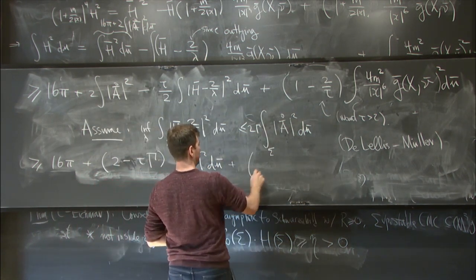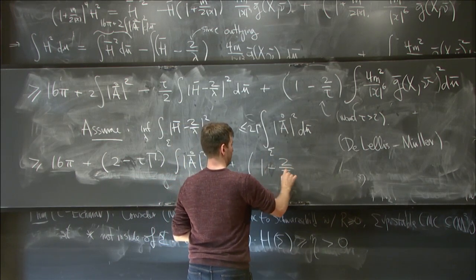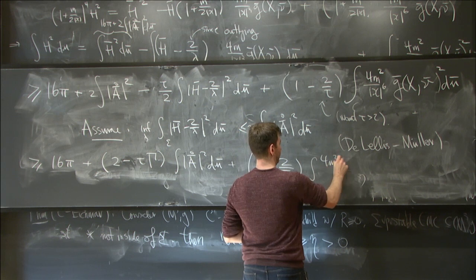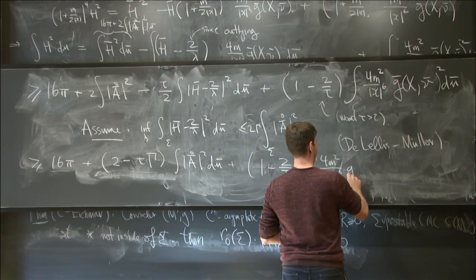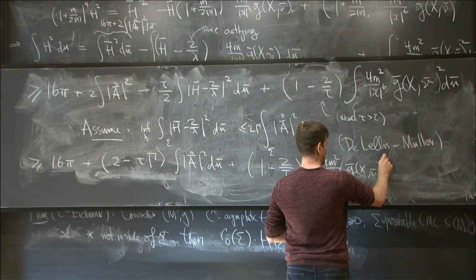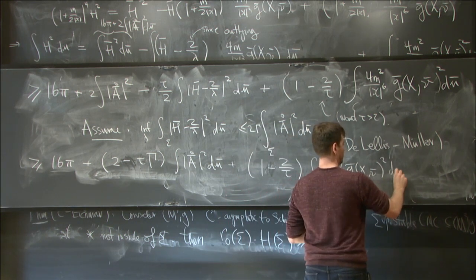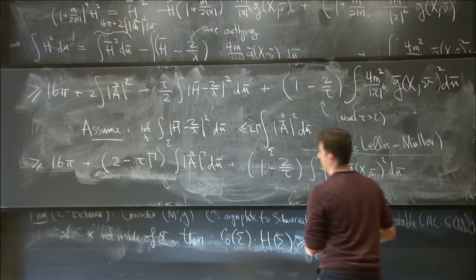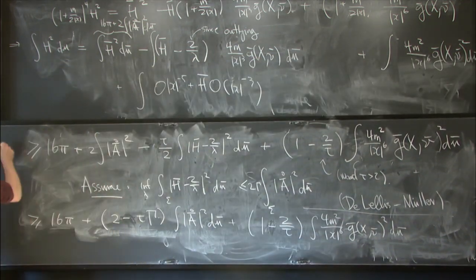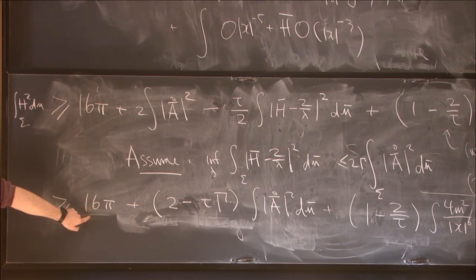Okay, and then we have left over, okay, and I'll remind you that we started like this. Okay? So now, this is less than 16 pi by the Delellis-Müller estimate. So this looks okay, right?